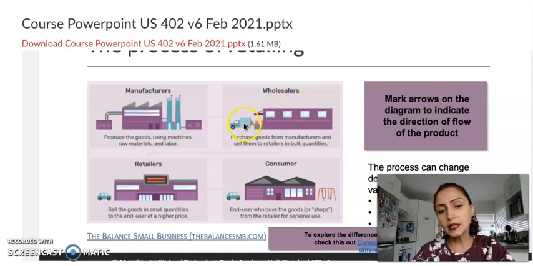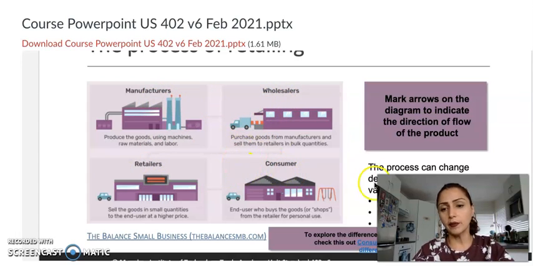In some cases, there are no retailers. The wholesalers have their own warehouse that is open to consumers to come and buy products at a wholesale price, which is a lower price than retailers. So the arrows can change, but the usual process of this supply chain goes like this.